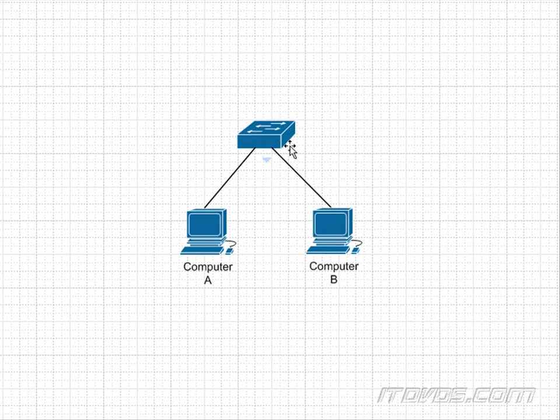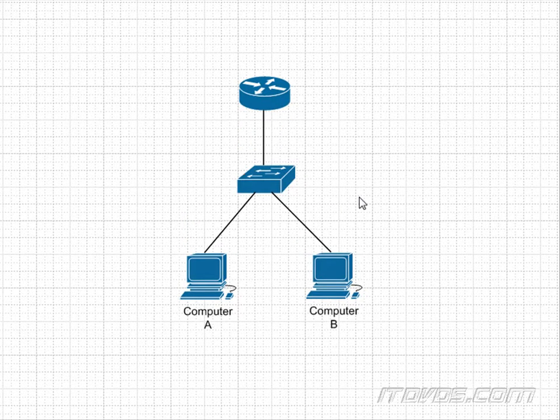Now let's replace that hub with a switch. Now how many collision domains do we have? Well, we have two. This is a collision domain, and this is a collision domain because they're plugged into different ports on the switch, and each port on the switch is a new collision domain. So computer A could transmit at the same time as computer B, and we wouldn't have any collisions.